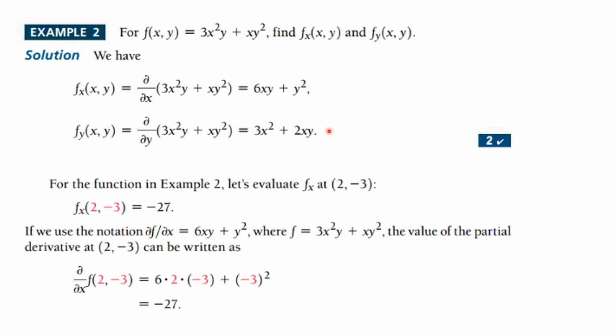And sometimes I will ask you, in fact, more often than not, I will ask you to evaluate these. That means plug in numbers. So we're saying, what is f sub x at 2 comma minus 3? Well, we substitute 2 comma minus 3 in for x and y respectively, and do the calculation, and we get negative 27.